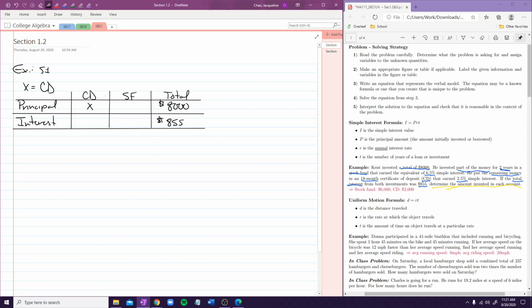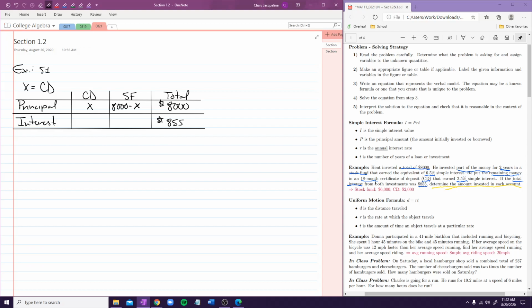Alright, so what about the stock fund? Instead of assigning another variable, let's just continue using the one that we have. So how do we find the stock fund? We know that he invested into a CD, but the total amount that he invested was $8,000. So what are you going to do? You're going to take that $8,000 and subtract from it the amount he invested in the CD.